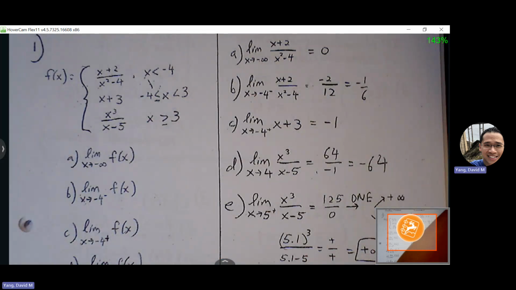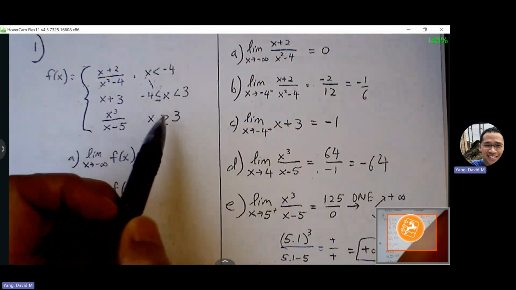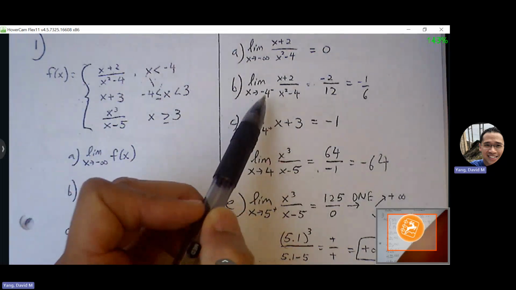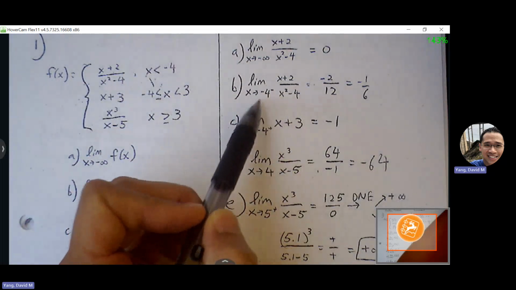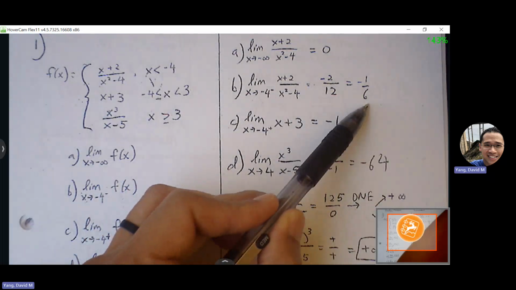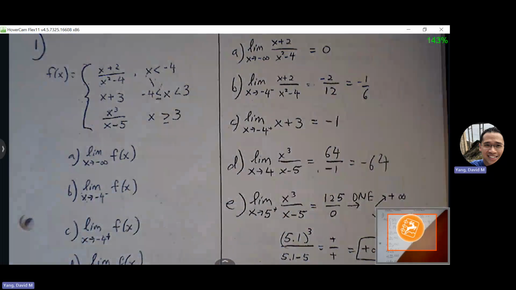Part B, limit as x approaches -4 from the left side of -4. So from the left side of -4, again, we pick the first one, and we always do direct substitution first, right? So -4 in for x, we get -2/12, we get a number. The function is continuous. There's nothing more to do.